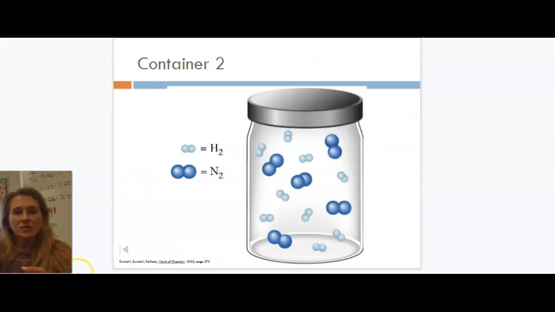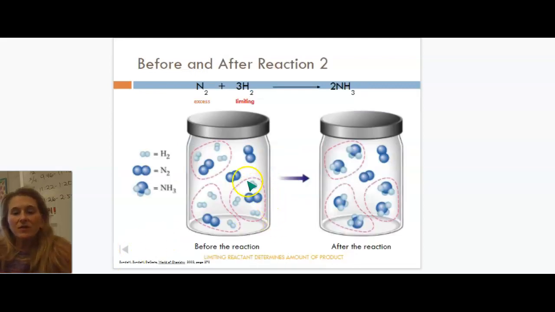Here we're continuing to look at hydrogen and nitrogen, but we've taken some of the hydrogen away. So now when we look, we see that we're not going to use up all of the nitrogen. So the nitrogen is in excess, and we see that the hydrogen will get all used up, and so that will be our limiting reactant, and will determine how much ammonia we can make.